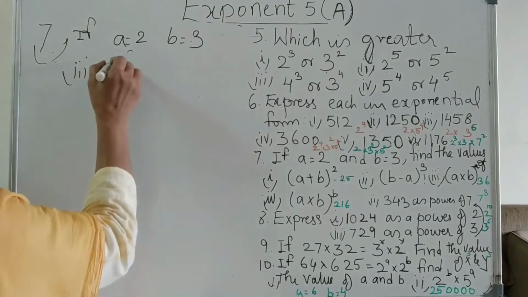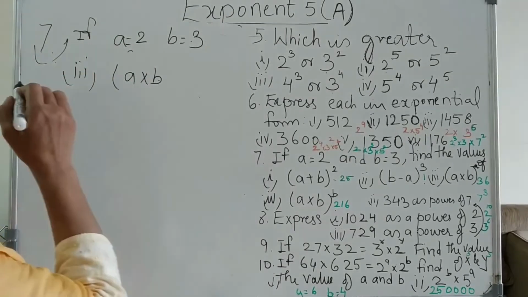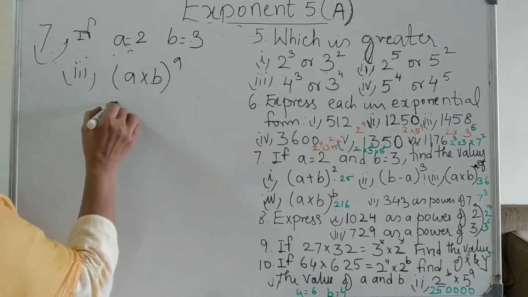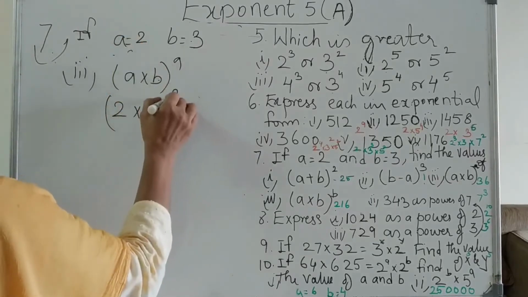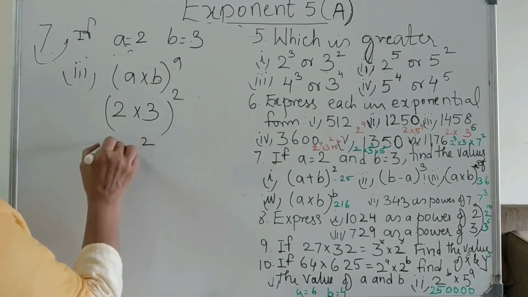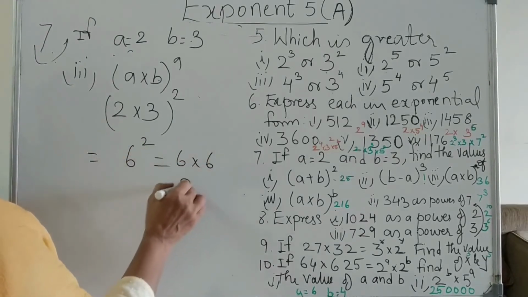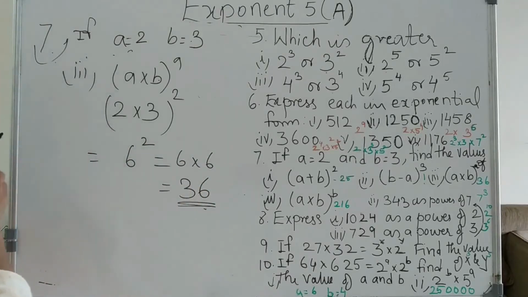In the third, you have a into b raised to a. Now substitute: a is 2, b is 3, and a is 2. So 2 into 3 is 6, 6 squared. Then 6 into 6 is 36. So the answer after substitution is 36.